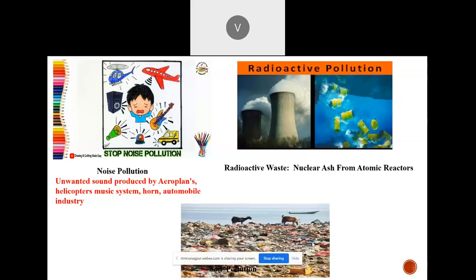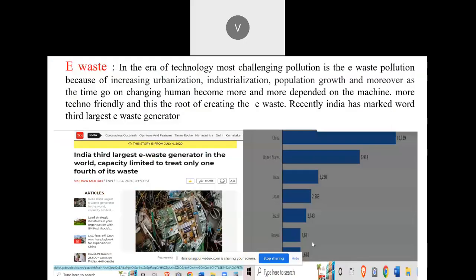Then the next type, that is the noise pollution. So what is noise pollution? The unwanted sound produced by the aeroplanes, helicopters, then the music system, horn, automobile industry causes the pollutions, that is the noise pollutions. Then the nuclear ash from the atomic reactor is responsible for the radioactive waste or the radioactive pollutions. Then the soil pollutions, which is due to the home wastage, plastic wastage, or the waste from the household appliances, or the e-waste, which is directly thrown on the earth, contribute the type of pollution that is called as the soil pollution.